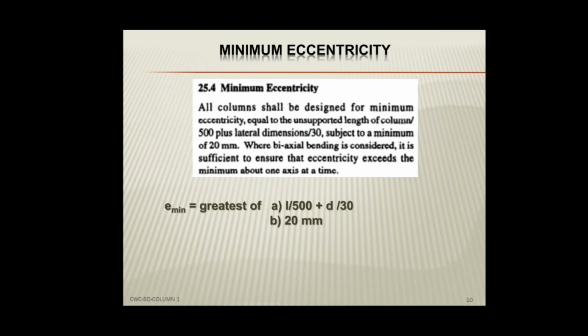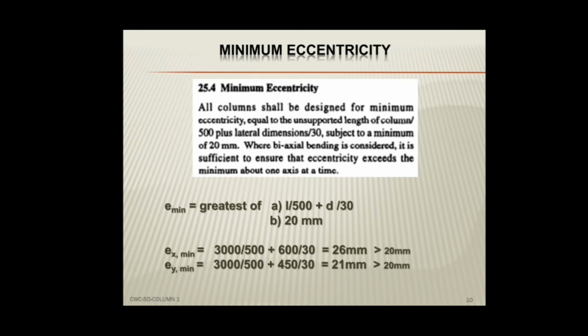mm. So, first we have to calculate the value of L by 500 plus D by 30, and if it is greater than 20, the calculated value will be the minimum eccentricity. If this is less than 20, then 20 mm can be considered as the minimum eccentricity value. So on calculation we will get Ex minimum is equal to 26 mm, which is greater than 20, and Ey minimum is equal to 21, which is again greater than 20. So our minimum eccentricities are 26 mm and 21 mm.